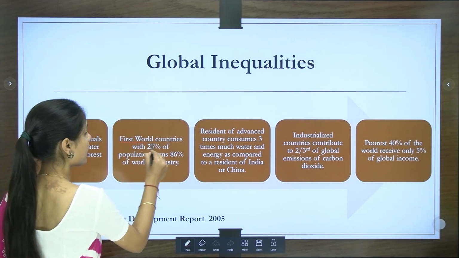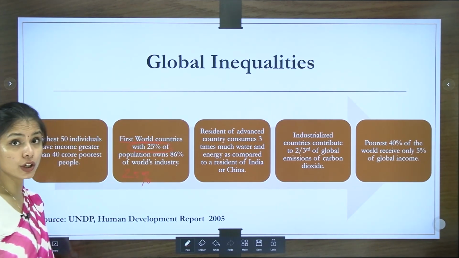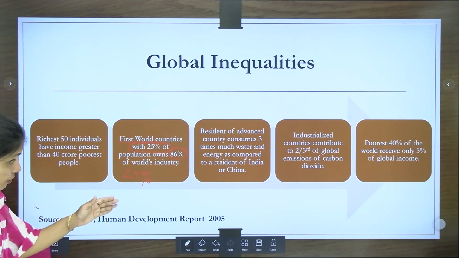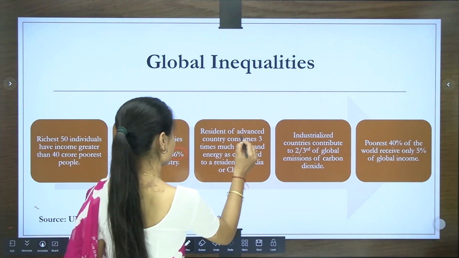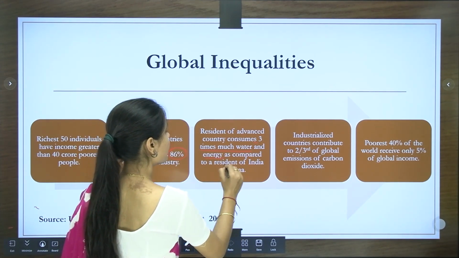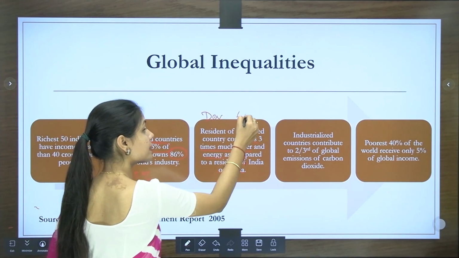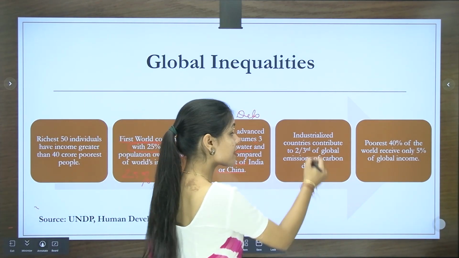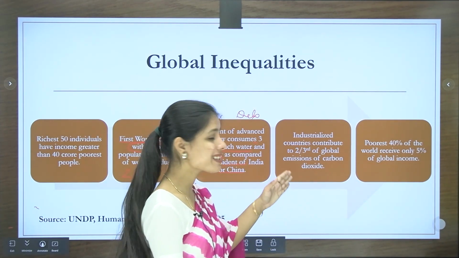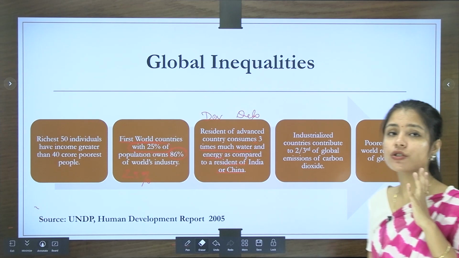Look at this. First world countries have 25% of the world population, but they own 86% of the world's industry. Just look at the contrast here. Then, residents of advanced countries consume 3 times as much water and energy as a resident of India and China, which shows you the difference between the developed world and the developing world. The industrialized countries of the world contribute 2/3 of global carbon emissions. That's huge. Then, the poorest 40% of the world receive only 5% of global income.